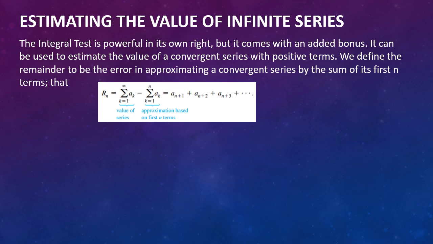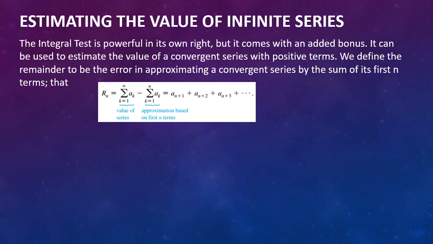Next, we're going to be looking at estimating the value of infinite series. The integral test is powerful in its own right, but it comes with a bonus. It can be used to estimate the value of a convergent series with positive terms.